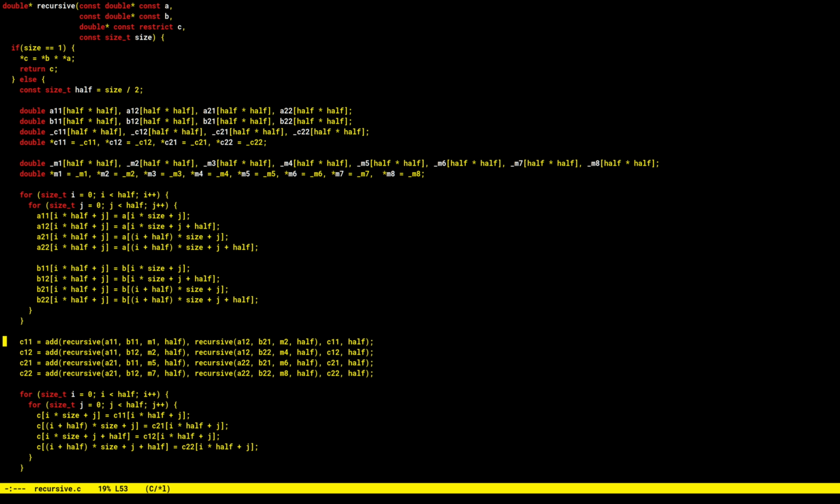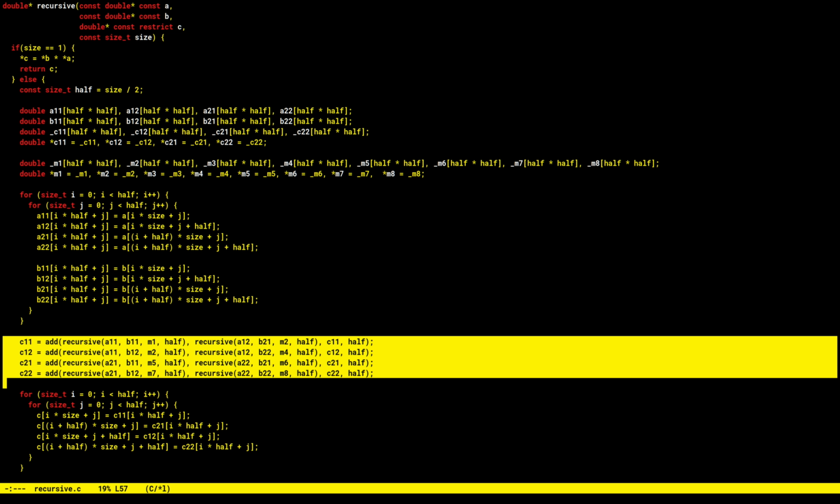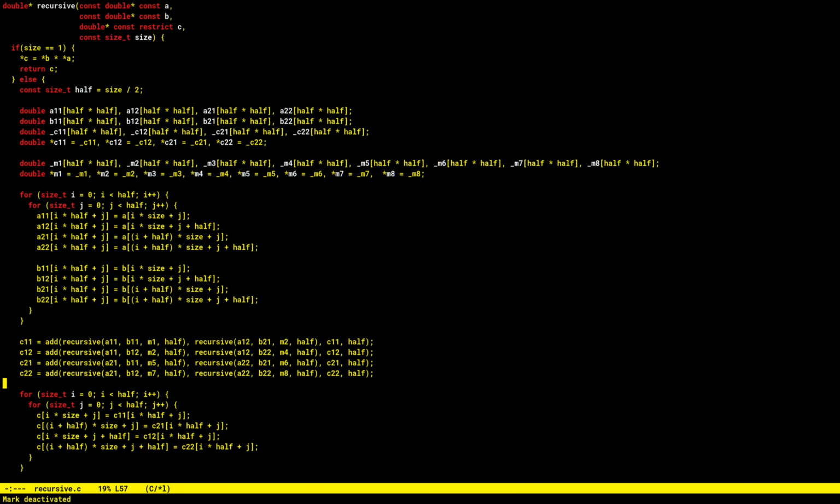The meat of the implementation happens here. The rest is just allocating and copying the 4 quadrant submatrices. The 8 recursive calls in this function show that as the matrix size doubles, the number of multiplications increases 8-fold, giving us our n-cubed runtime.